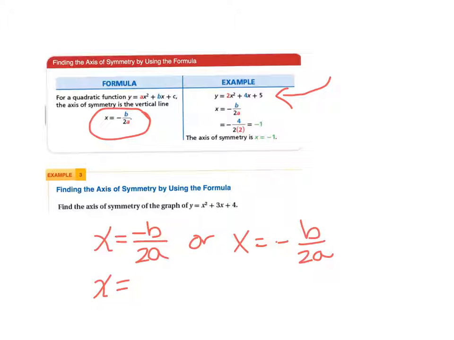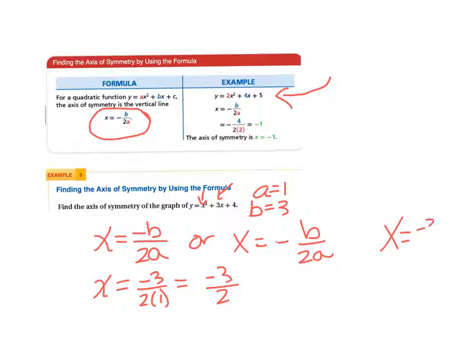So -b. Well, I know that my a is 1. That comes from right here in front of x squared. There was no number, so it's a 1. And my b is 3. That's coming from right here in the middle. And so if I do -b, I'd get -3 over 2 times 1. Well, 2 times 1 is 2, so it's just going to be -3 over 2. So x equals -3 over 2 would be my final answer for that.